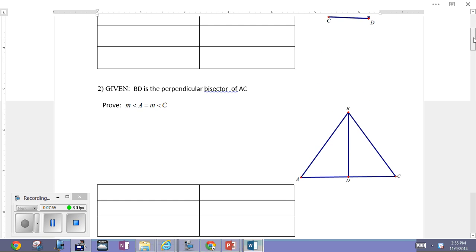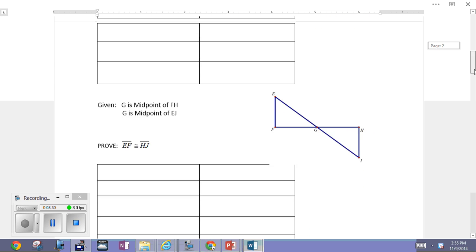Here we have the perpendicular bisector, but we want to show that angle A and angle C are equal. Angle A and C have nothing to do with the perpendicular bisector. So we determine the left and right triangles are congruent. You should be able to pick that up on the basis of side angle side. Once the triangles are shown congruent, then corresponding parts of congruent triangles will show angle A and angle C equal.